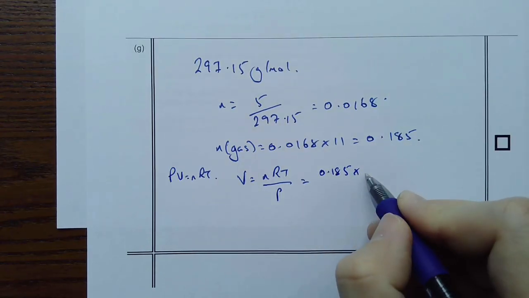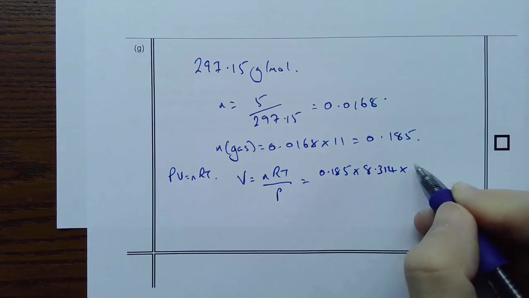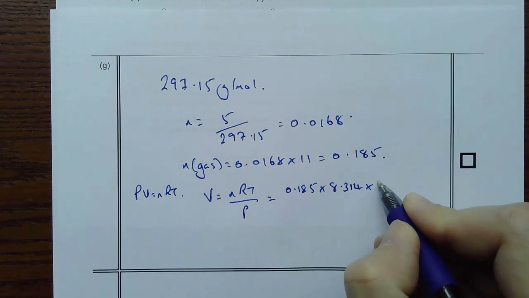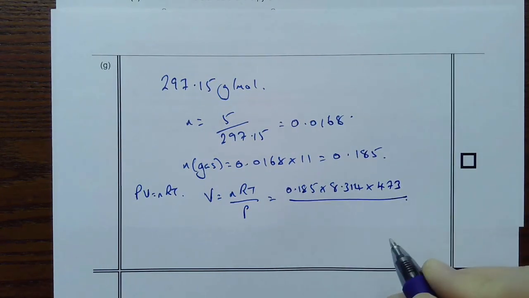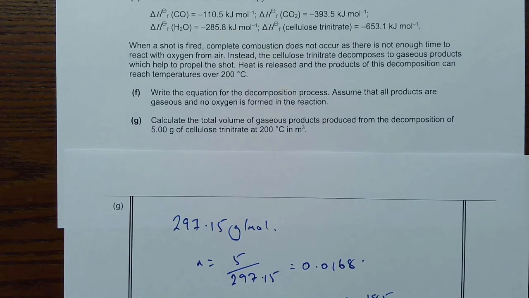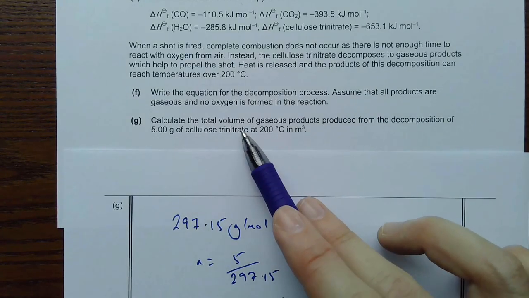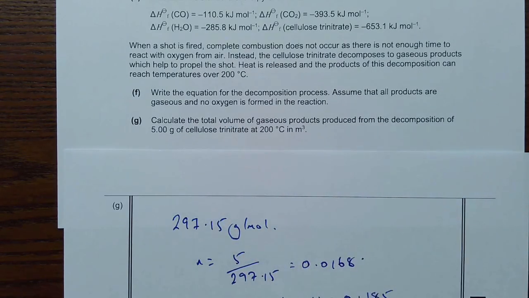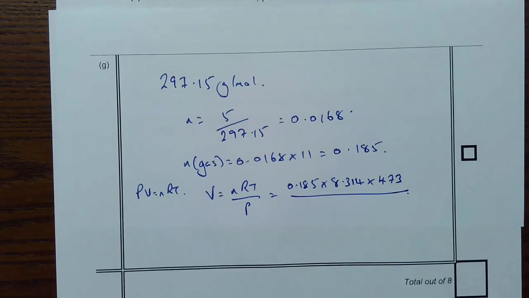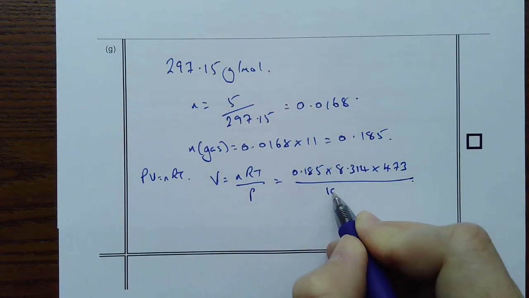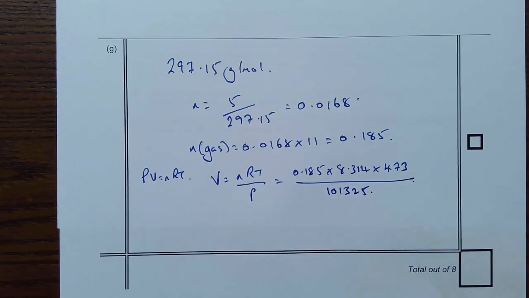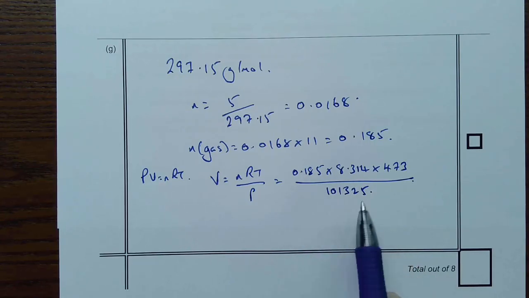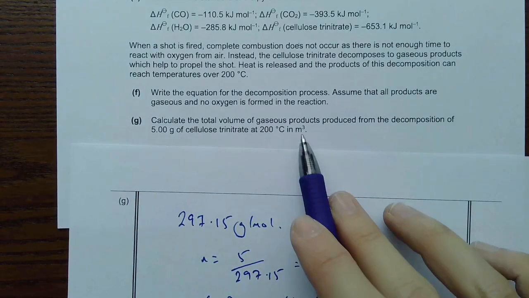0.185, multiplied by my ideal gas constant from the datasheet, 8.314, multiplied by my temperature. My temperature is 200 degrees, so that's going to give me 273 plus 200 is 473, all divided by my pressure. Now, we are not given much information about the pressure, so it says calculate the total volume of gaseous products produced from the decomposition, and so on. Nothing about pressure, so let's assume we are working at atmospheric pressure, which in pascals is going to be 101,325. Now that will give us our final answer, because we are using the correct units here, that answer should just come out in meters cubed, which is what we're asked for.